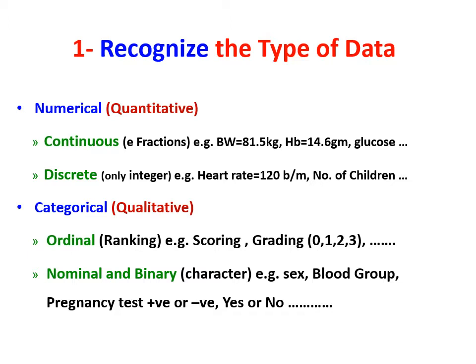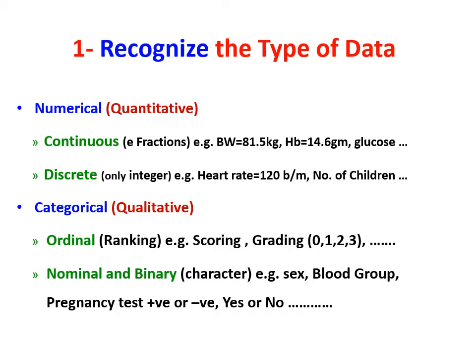Like heart rate, there is no heart rate with a fraction. Heart rate equals 120 beats per minute. Number of patients, number of children, number of animals. There are no fractions here. The qualitative or categorical data may be ordinal or nominal.